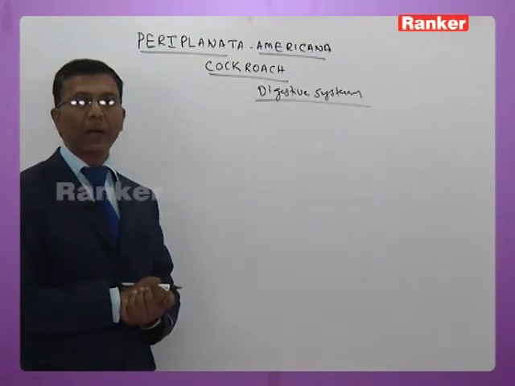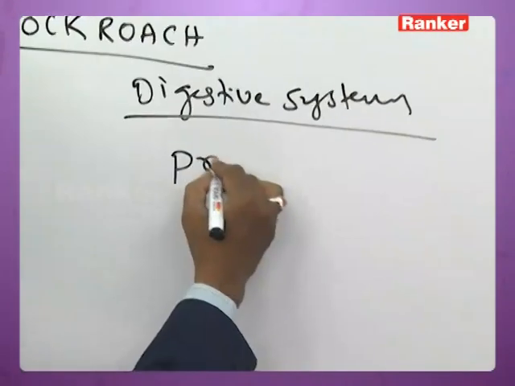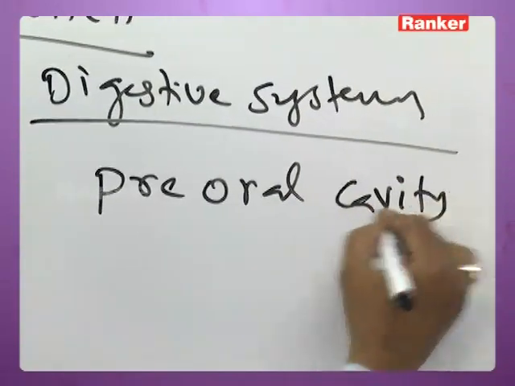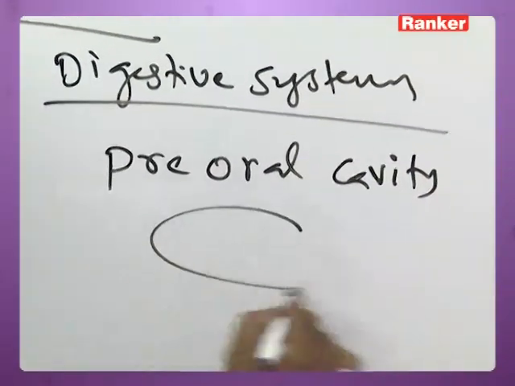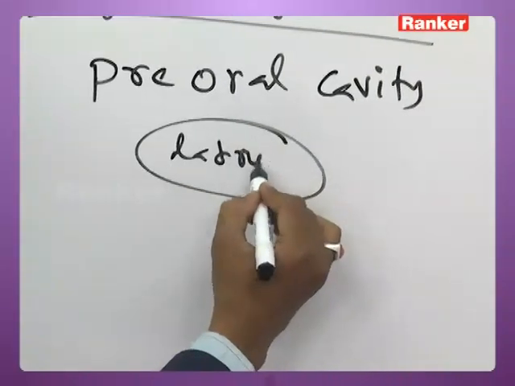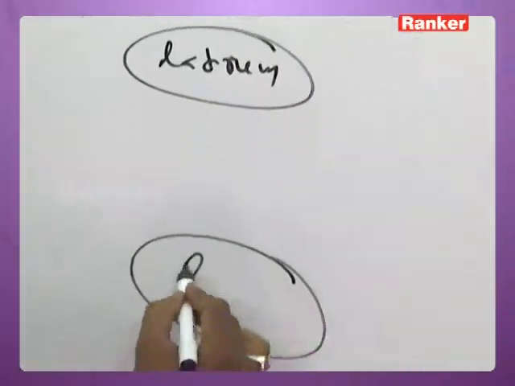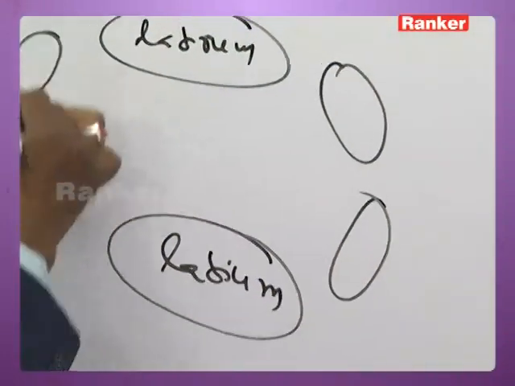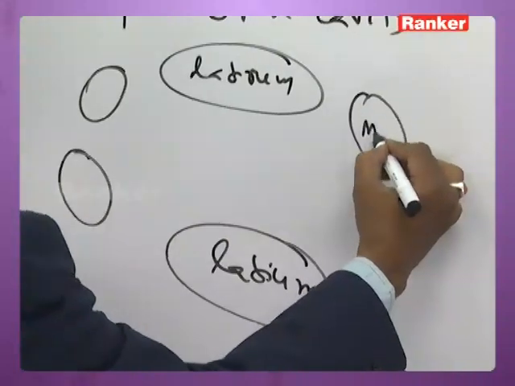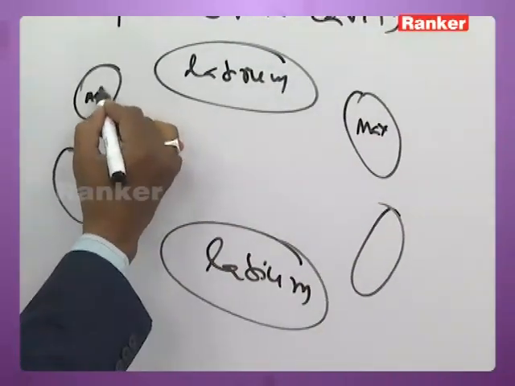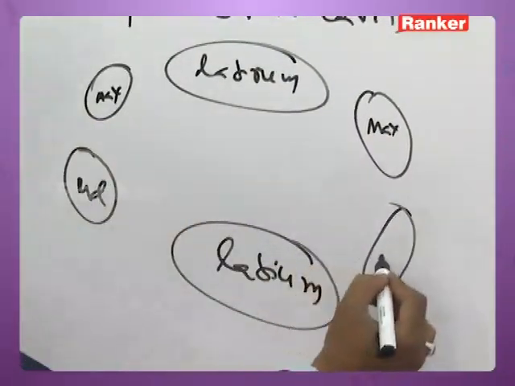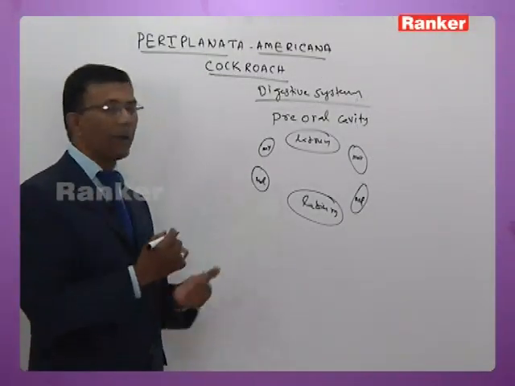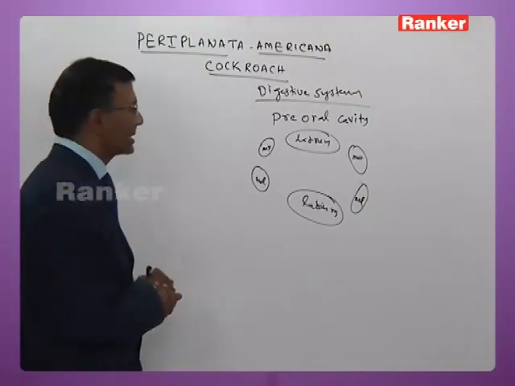The anteriormost part of the gut is called preoral cavity, which is surrounded by labrum in front, labium behind, maxillae and mandibles on lateral sides.